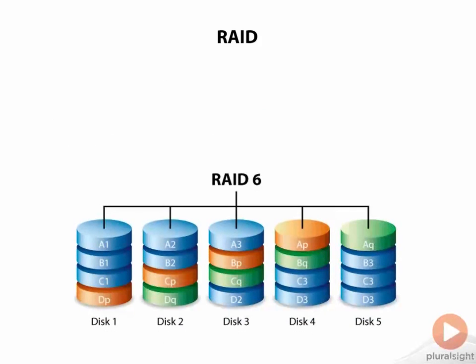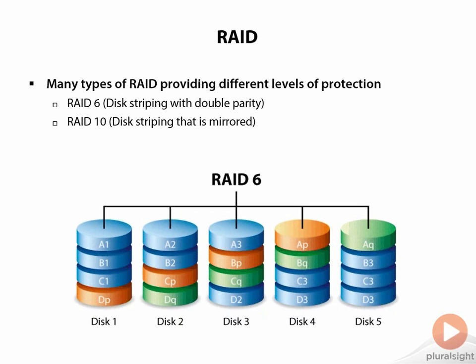Now there's another type of RAID that we need to be aware of, and that is called RAID 6. RAID 6 is very much like RAID 5 in that it's striping with parity. In RAID 6, we can actually lose 2 drives and still be able to recreate that data. So RAID 6 gives us an additional level of redundancy.